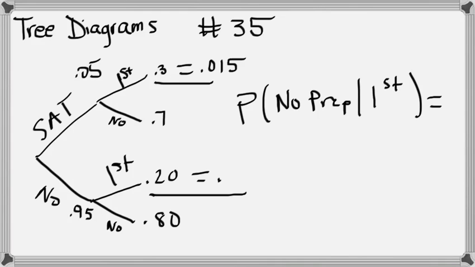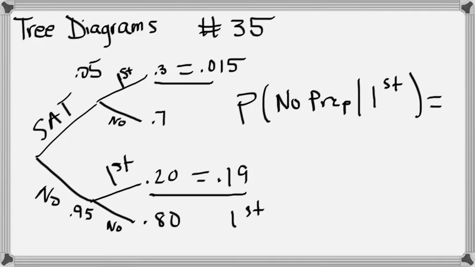So this is equal to 0.19. We followed the path down the line and multiplied these two values together to get these numbers. So 0.05 times 0.3 to get this. When I add these two numbers together, it says that I got into my first choice college. That's the total percentage that got in.